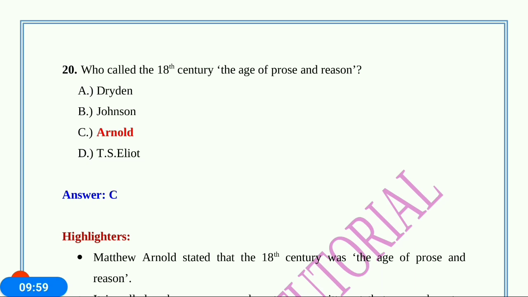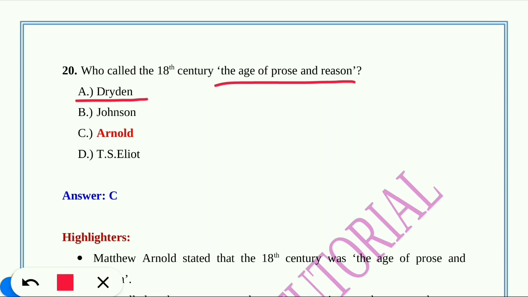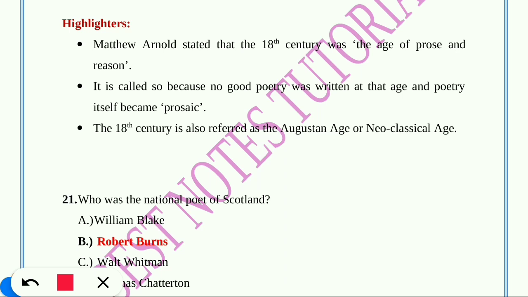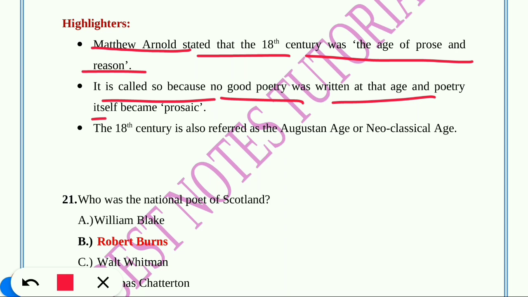Question number 20. Who called the 18th century the age of prose and reason? Option A, Dryden. Option B, Johnson. Option C, Arnold. Option D, T.S. Eliot. Your answer is Arnold, Matthew Arnold. Let's focus on highlighters. Matthew Arnold stated that the 18th century was the age of prose and reason. It is so because no good poetry was written in that age and poetry itself became prosaic. The 18th century is also referred to as the Augustan age or neoclassical age.